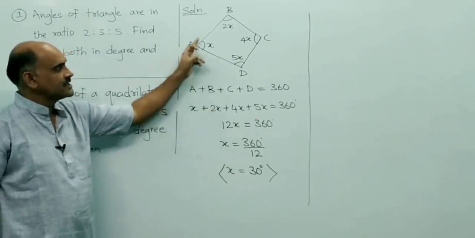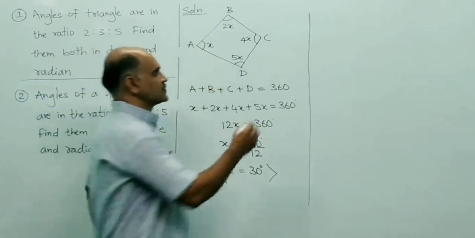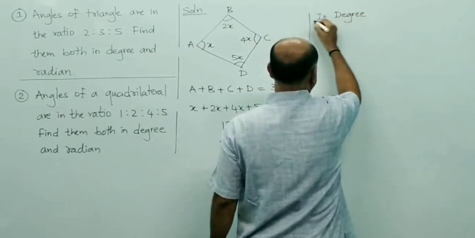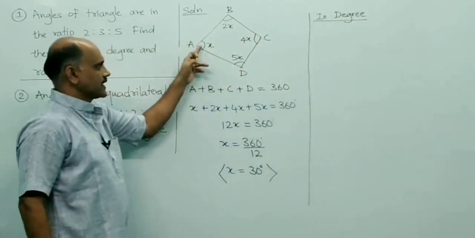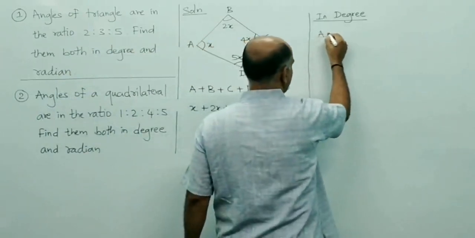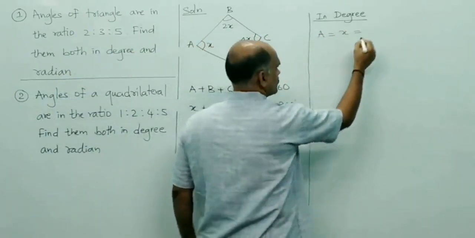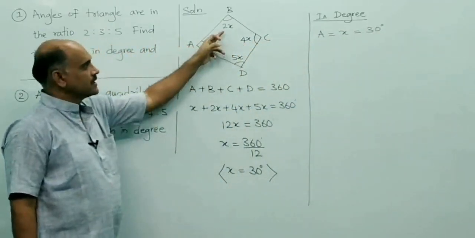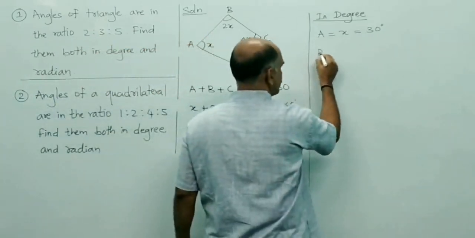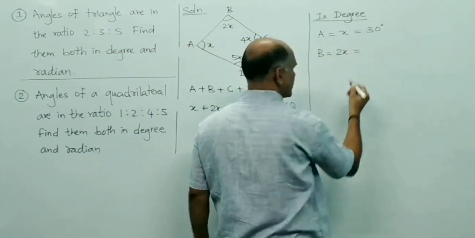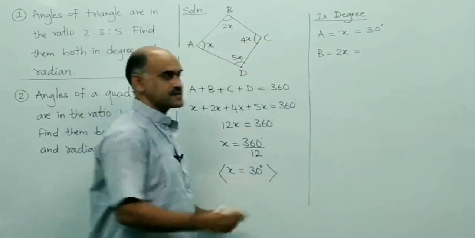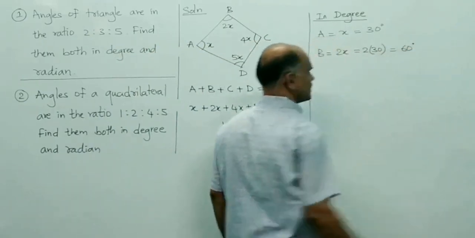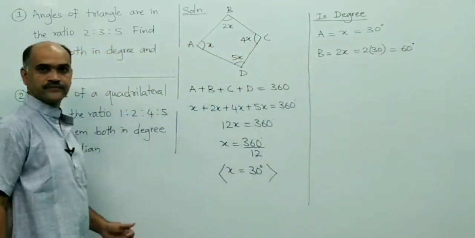Now you can find all these angles in degrees. Again, same steps. So first, if I take in degrees, A is x. So A is equal to x. x means how much we have got? 30 degrees. x is 30. Now if I take B, B is 2x. So double of this x, which is 30. So 2 into 30, you will have 60 degrees.